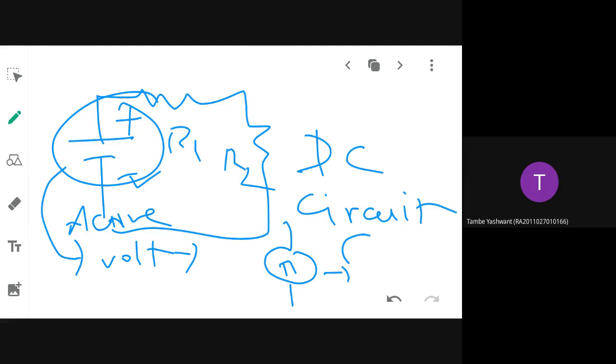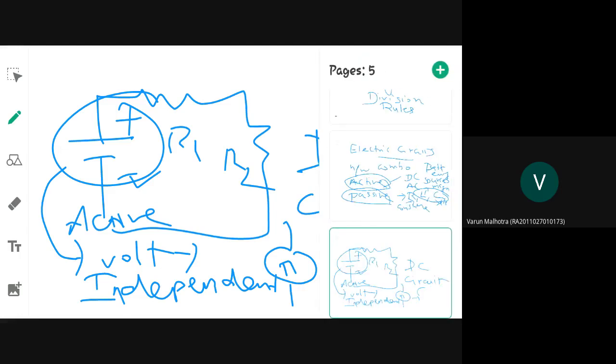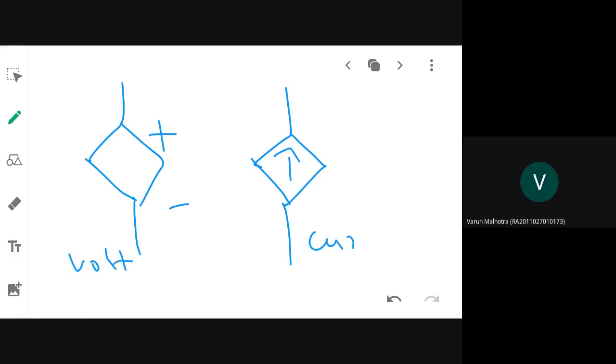So are these dependent or independent sources? These are independent sources, which do not depend upon any parameter. On the other hand, if I have a diamond shaped source with plus and minus, this represents my voltage source, and the other diamond represents my current source.